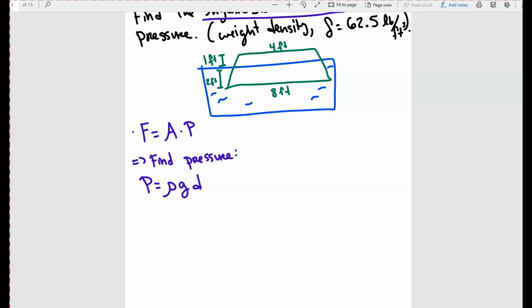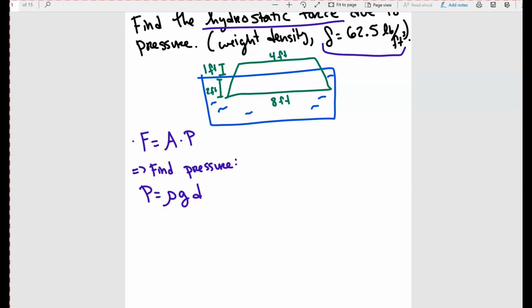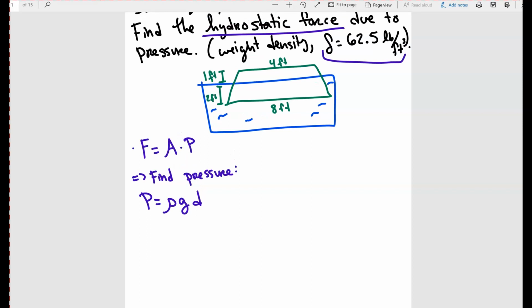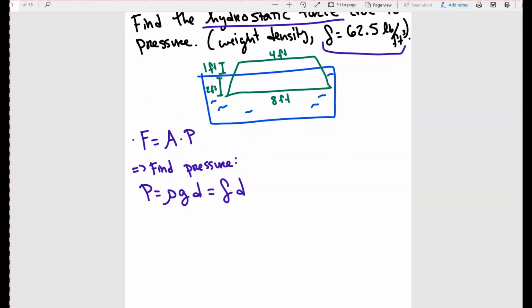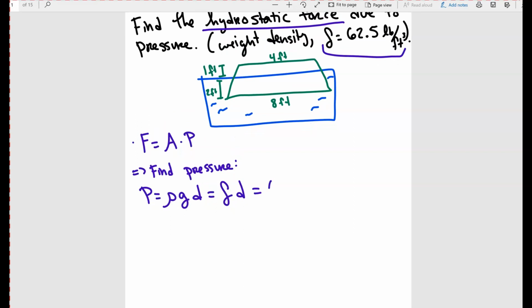Instead, notice that everything is in feet. There are no meters and no kilograms here, so we actually have pounds. In this case, we have to use the weight density. In order to work in US customary units instead of SI units, it would be delta times D. We know delta is 62.5, and D is going to be the depth.